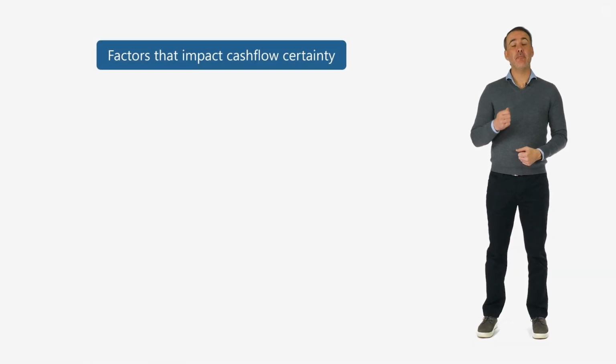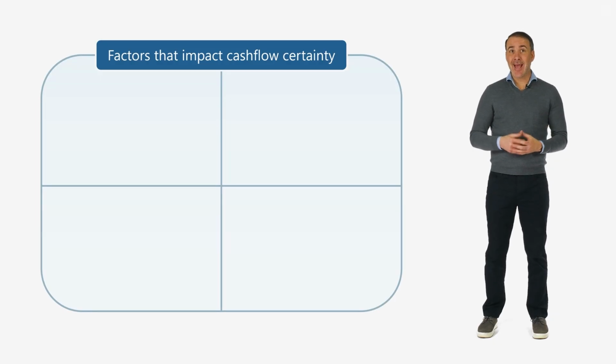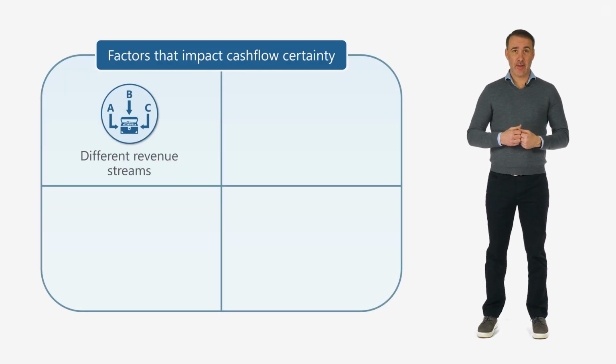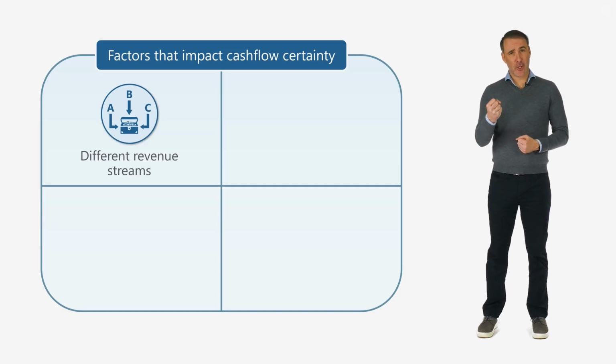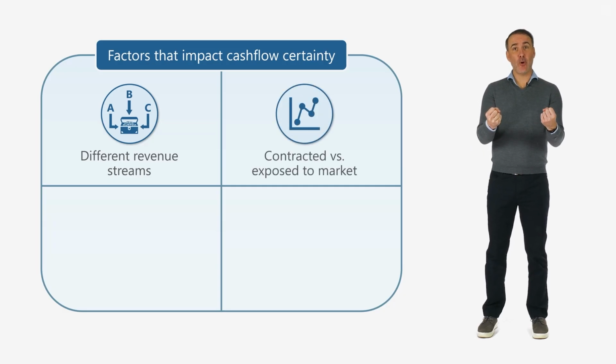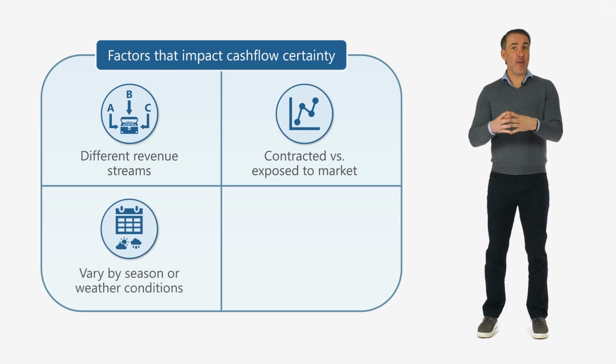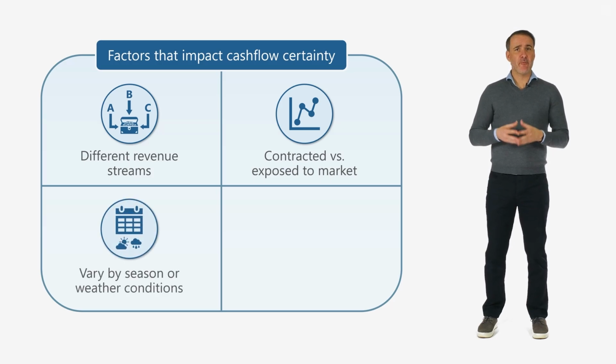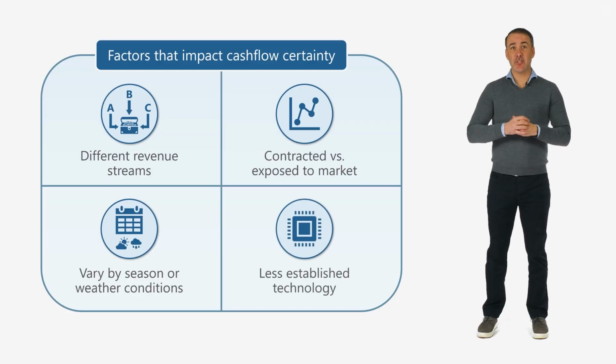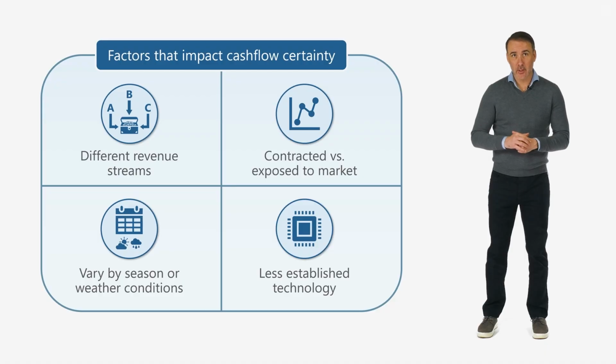Makes sense, but there's a myriad of factors that can impact the certainty of cash flows in a project. Cash flows could come from several different revenue streams, be contracted or exposed to market changes, vary by season or by weather conditions, come from a project using less established technology or even tested technology with a new core component. That's the gist of the problem, Hayden.